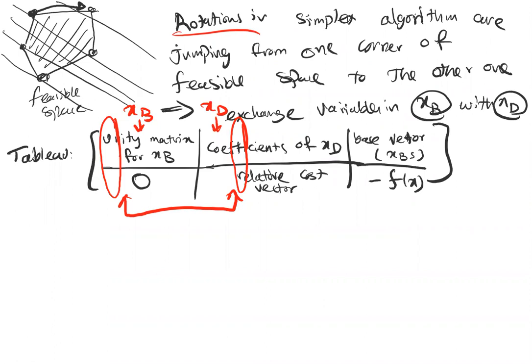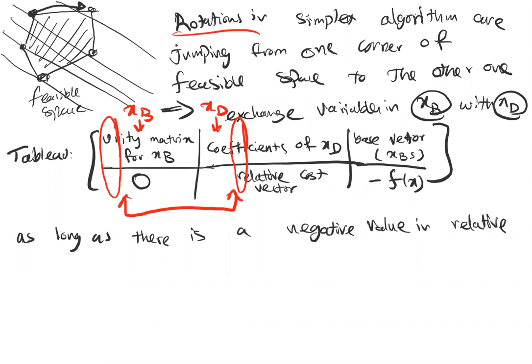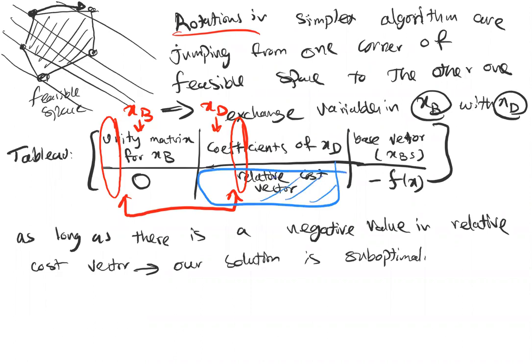So for how long should we do that? As long as there is a negative value in the relative cost vector, our solution is suboptimal. So we should do that. We should do this process until all of the values here for the relative cost vector are positive. So we should carry out these rotations.